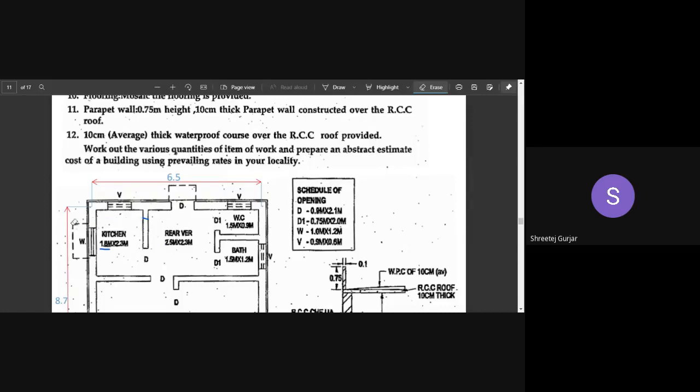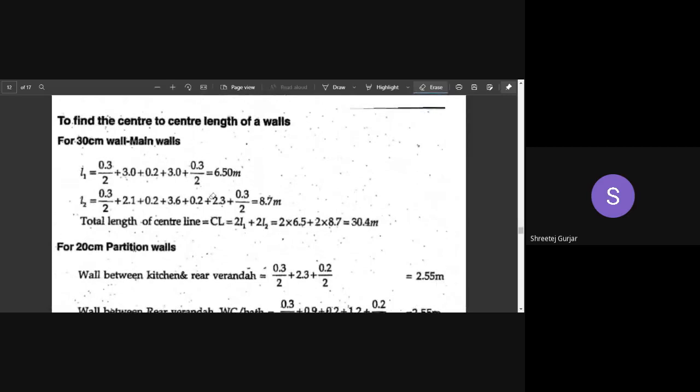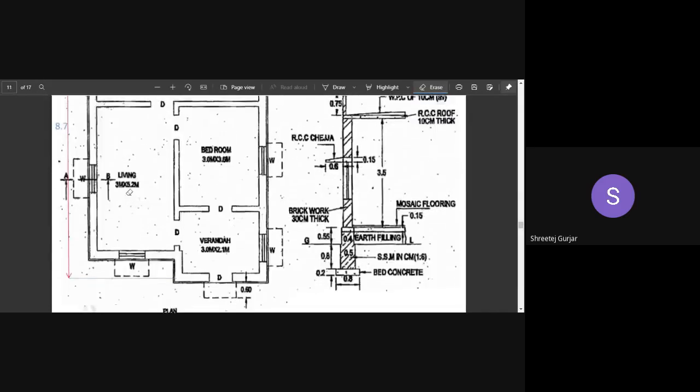And we will name it as L1. Okay, so we will name it as L1. So it is 6.5 meters. Okay, 6.5 meters. Coming to L2. Okay, coming to L2. Calculation of this, 8.7.